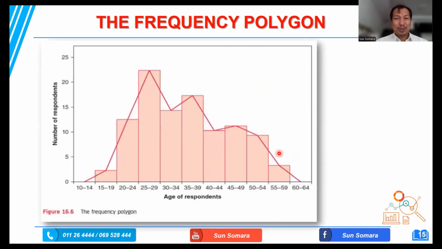Okay, so this one just shows the frequency polygon. You can see there the number of respondents and the age of respondents. So this one just shows the graph here, how often. It may go up, down, and so on. Whenever the age is higher, the respondents are not many here, right?